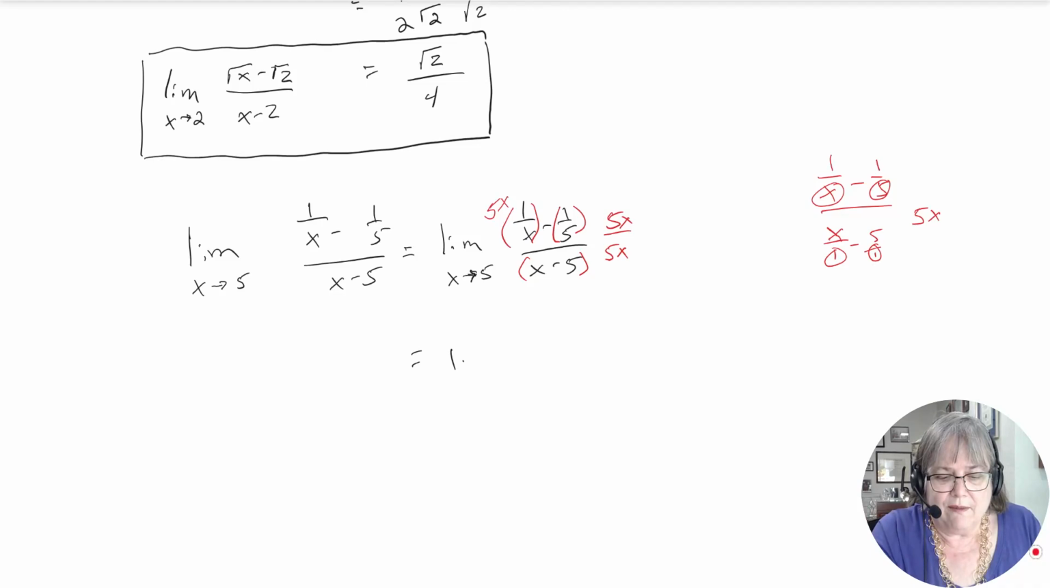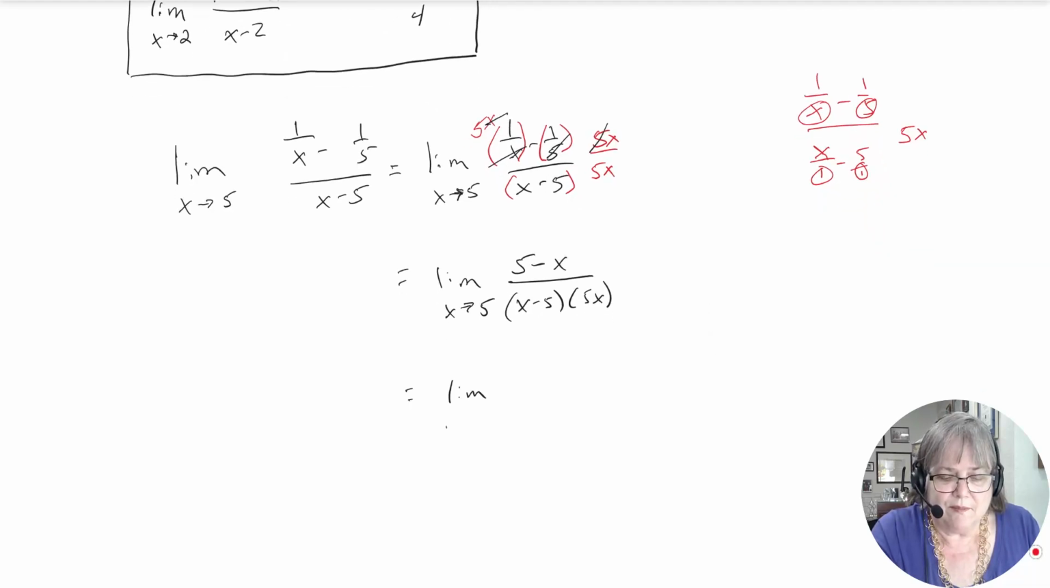Okay, so we'd have the limit as x goes to 5, and this x cancels this one, and you would have 5 minus, and this 5 cancels this one, and you'd have x over x minus 5 times 5x. Now, this is really close. So I'm going to factor out, I'm not multiplying by a negative, because if I multiplied by a negative, I'd have to multiply the bottom by a negative. So I'm going to factor out a negative. So positive 5 divided by a negative coming out in the front is a negative 5. A negative x divided out a negative is a positive x.